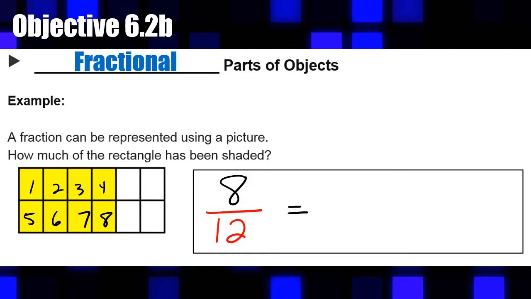So I got my ratio there, and now I want to simplify my fraction. So I'm going to make sure I divide the top and the bottom of my fraction by the same greatest common factor. In this case, it's going to be 4. So I can say that 8 divided by 4 will give me 2, and 12 divided by 4 will give me 3. And so for the fractional parts of this object, for every 3 boxes, 2 of them are shaded.